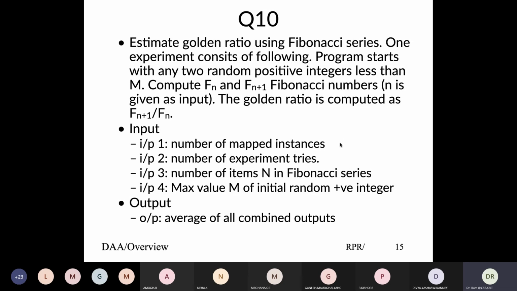So the input is the number of mappers, the number of tries each mapper would do, and the number of items in the Fibonacci series. You want to start each try with 2 different random numbers, not the same ones, but the answer should be close to that. The job of the reducer is to get the output of each mapper and find the average, so you get the golden ratio, which will be close to 1.6-something. And that is what the golden ratio would be.